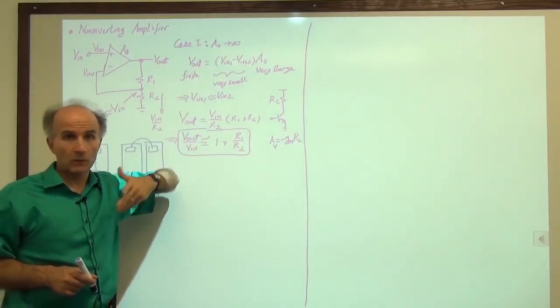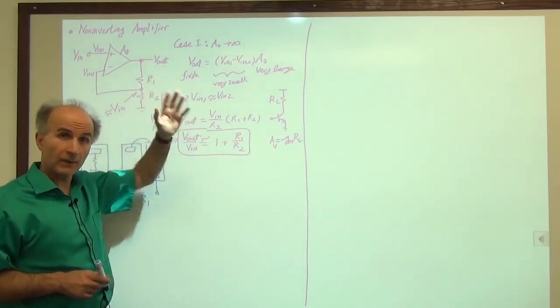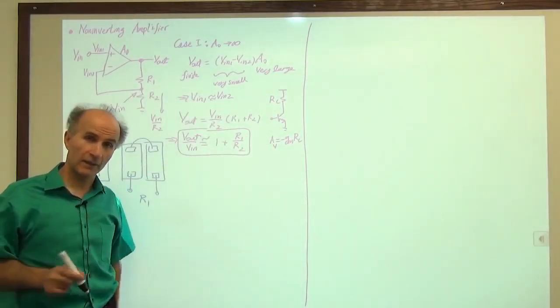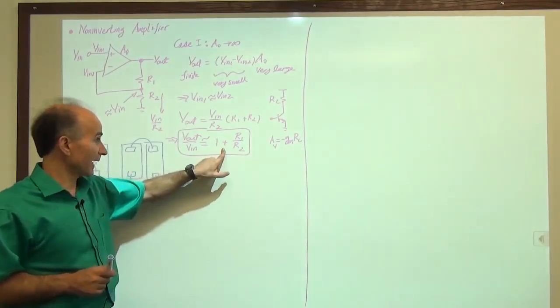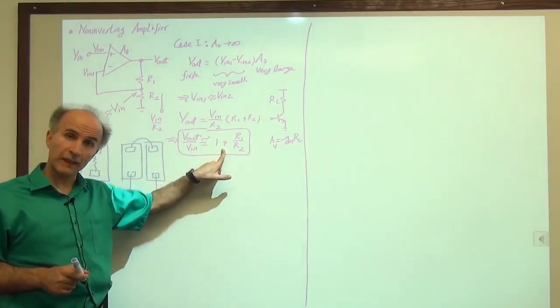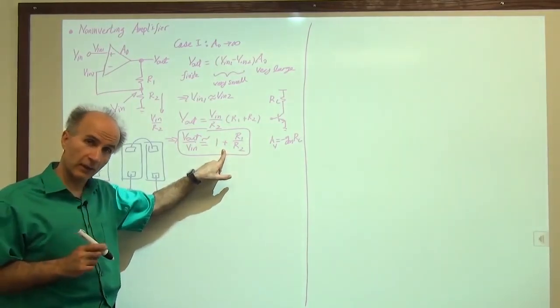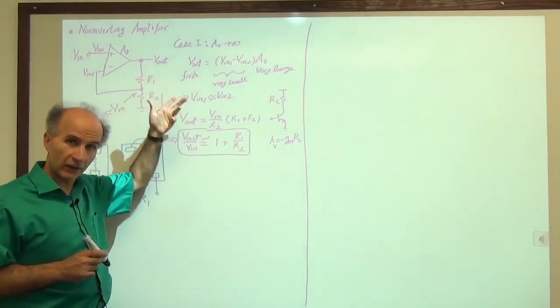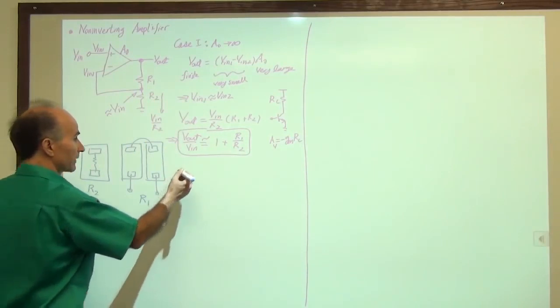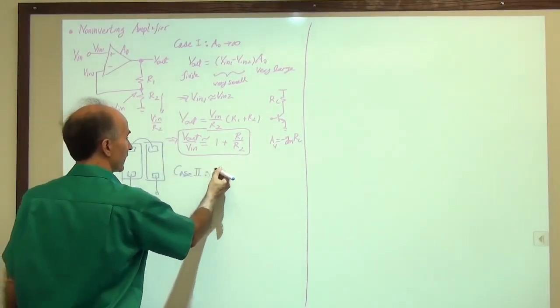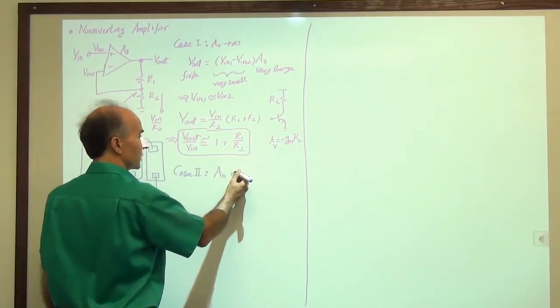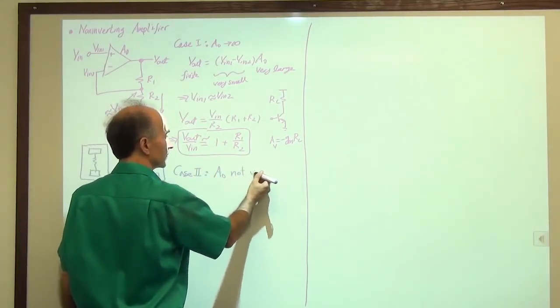Now in reality, you say, well, no, actually my gain is only 50. I said that in some modern op-amps, the gain can be as low as 50 or even lower. So then, this is not exactly correct. Let's go ahead and find a more accurate expression when the gain of the op-amp is not very high. So we go to case 2, and we say A0 not very high.